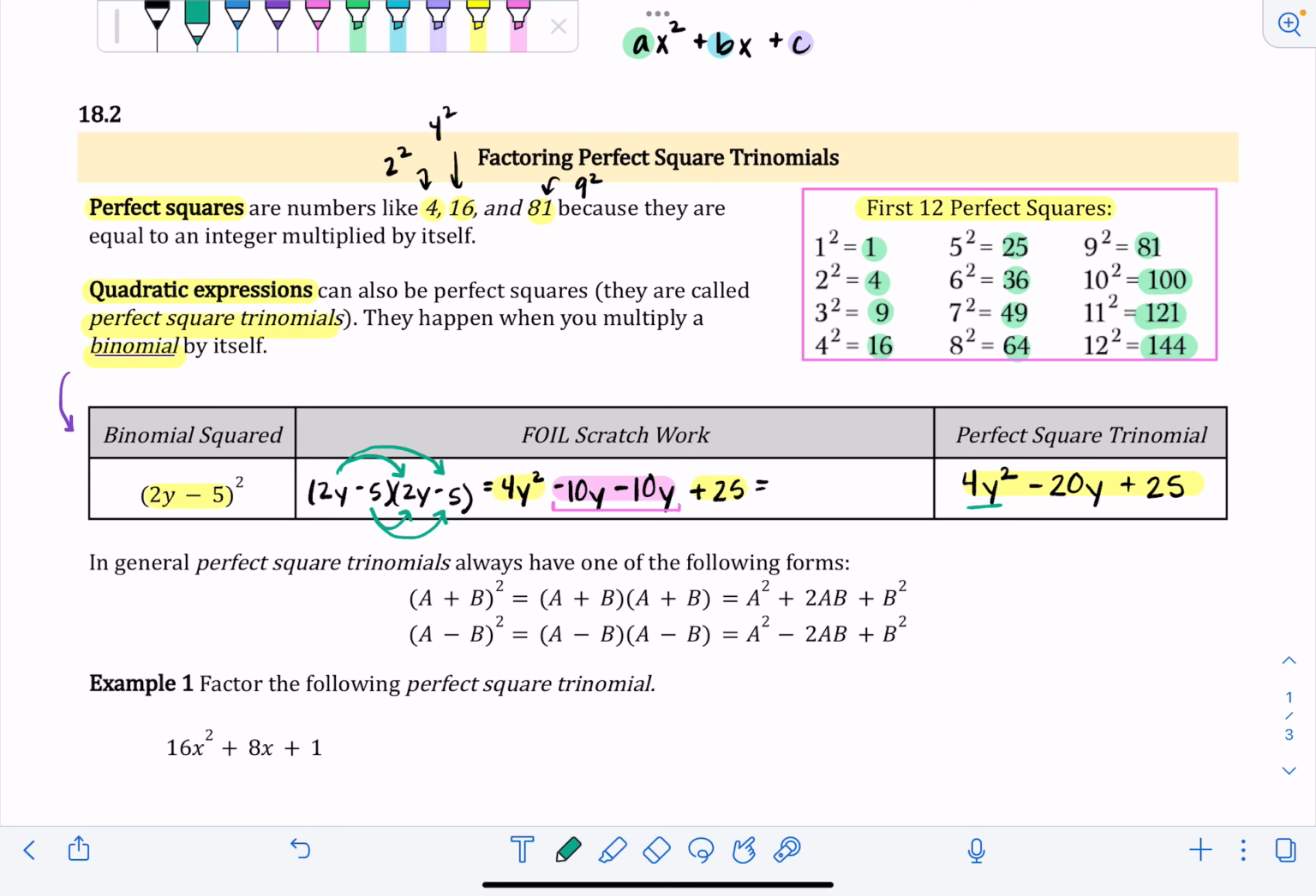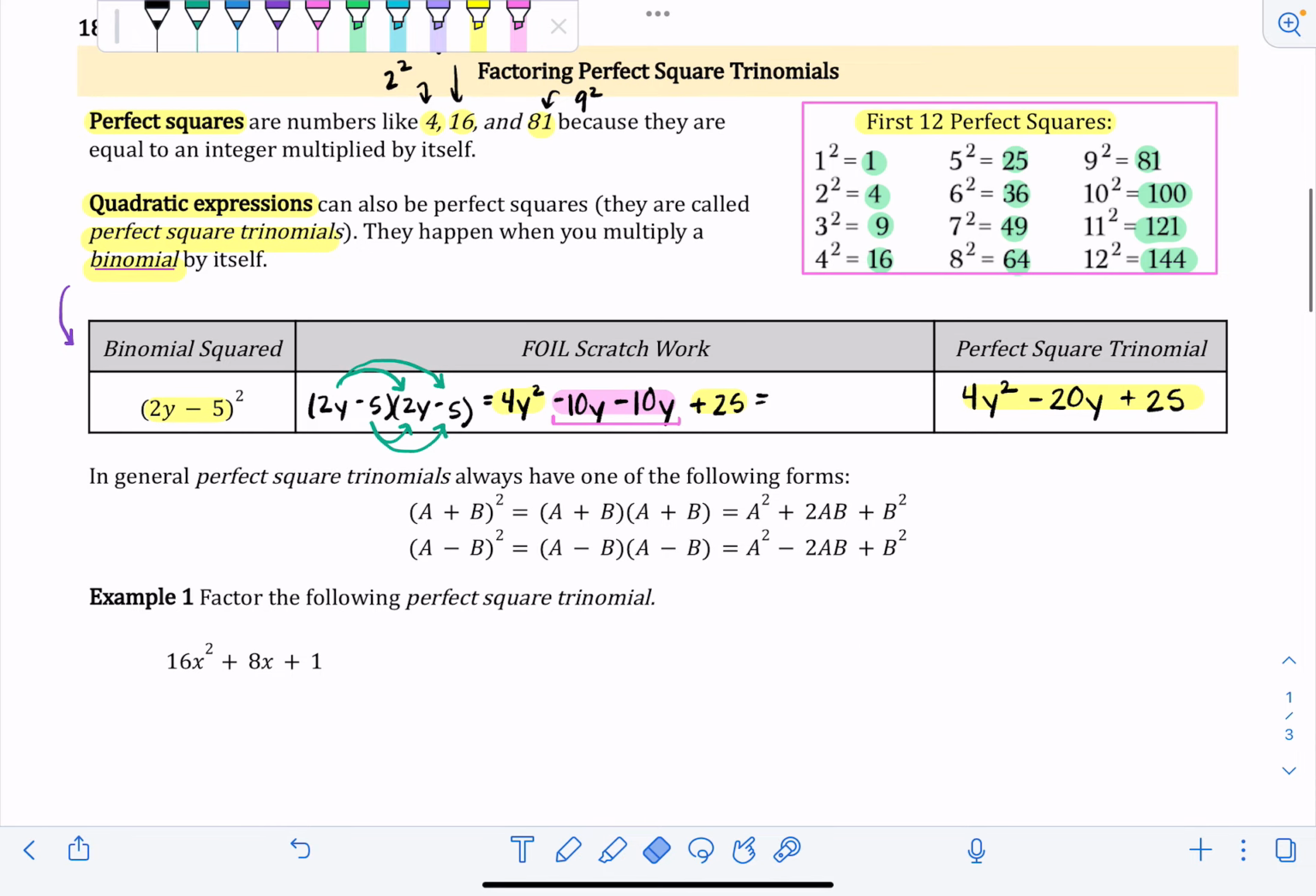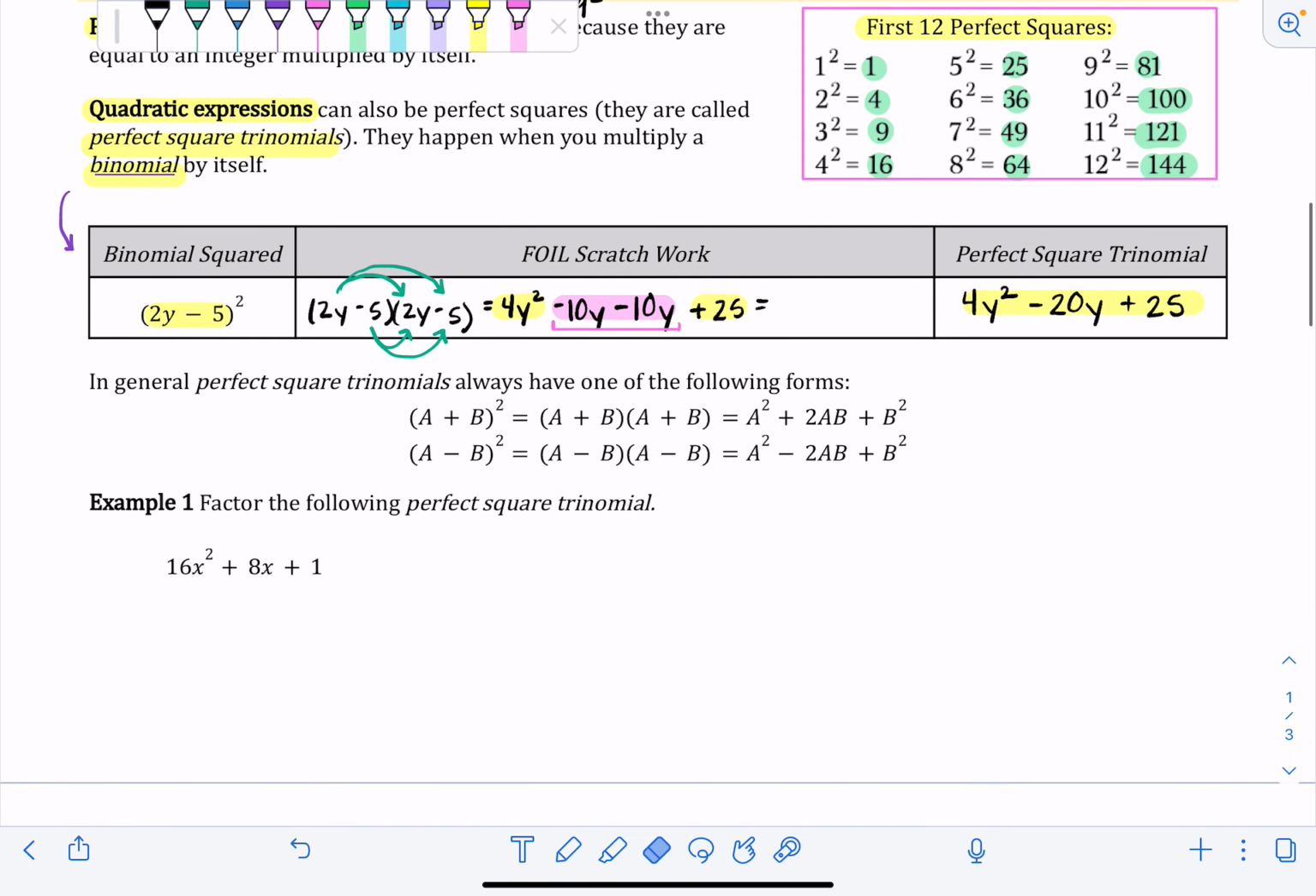So 4y squared is 2y in parentheses squared, because 2 squared is 4 and y squared is y squared. And then the last term will also always be a perfect square. 25 is 5 squared. So that's one of the things that you want to check for as we get more into these problems.